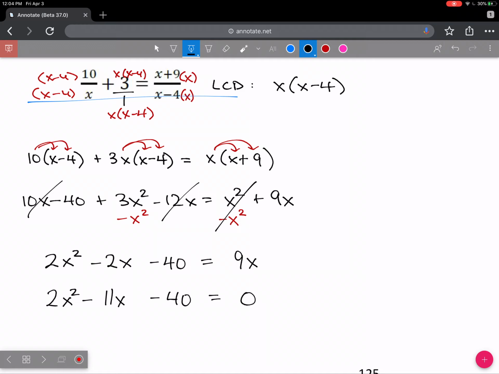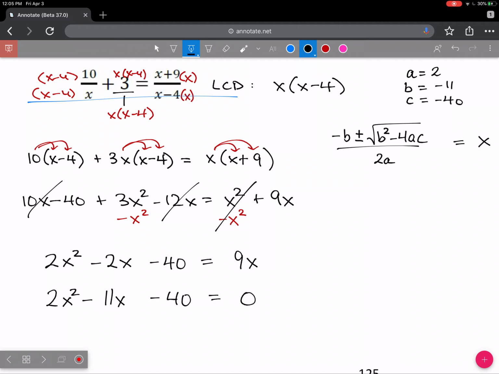Alright, and now you can see that we have a quadratic where the coefficient here is not 1. And so that simple factoring of looking for those two special numbers is not going to work here. We have to actually use decomposition, which I'm not going to worry about. I'm just going to use the quadratic formula. So negative b plus and minus the square root of b squared minus 4ac all over 2a. This will actually solve for our x values. And so looking at my equation, a is 2, b is negative 11, and c is negative 40.